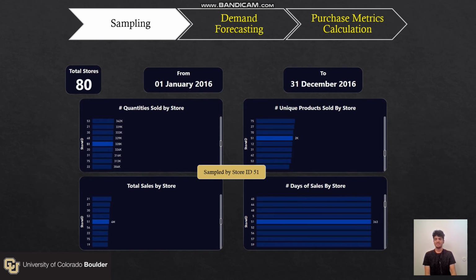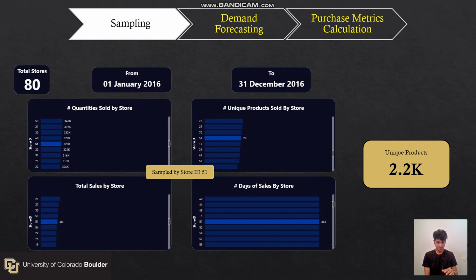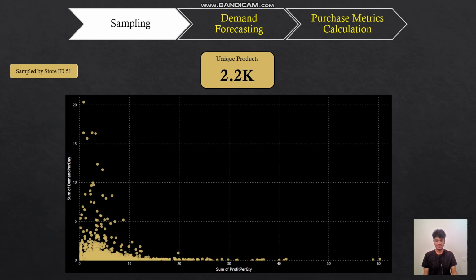Sampling. Out of 80 stores that were present in the dataset, one store was selected as a sample for this analysis, and this was performed by looking at a few metrics like total sales and number of sold quantities. And the store that had all these quantities close to median was selected as a sample. And this selected store was selling around 2,000 products in a year, and each one of them had different profits and demand.